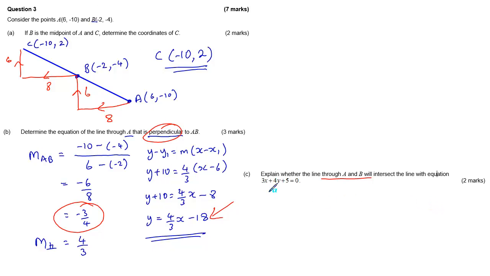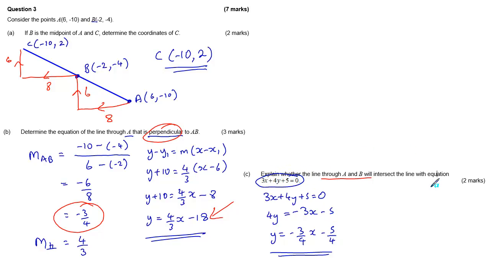So, let's look at this line here. 3x plus 4y plus 5 is equal to 0. So 4y would be equal to minus 3x take 5. So y is going to be negative 3/4 x, take away 5 over 4. So that's this line that we were given.